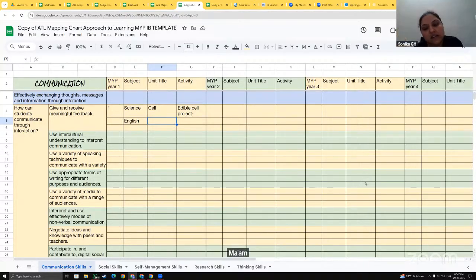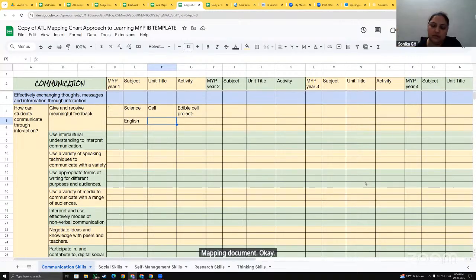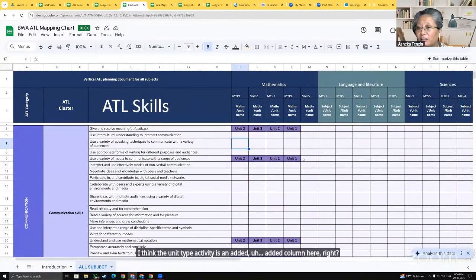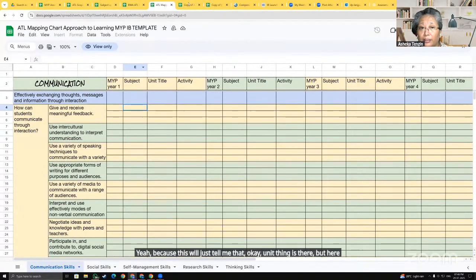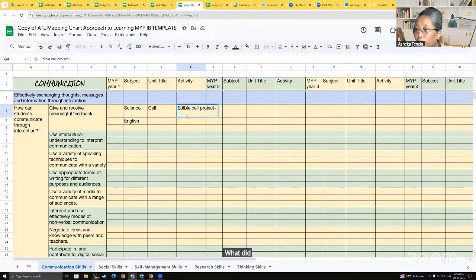Ma'am, can this also be a vertical and horizontal mapping document? It is. It is both. I think the unit title and activity is an added column here. But when I look at it, I can actually tell what has been happening. What did I do in order to teach that skill? Okay, understood.